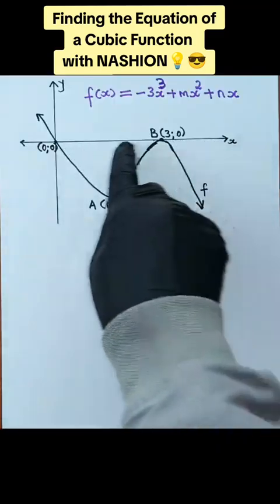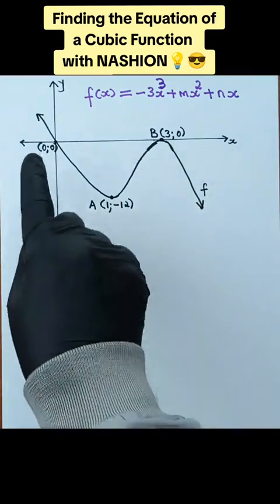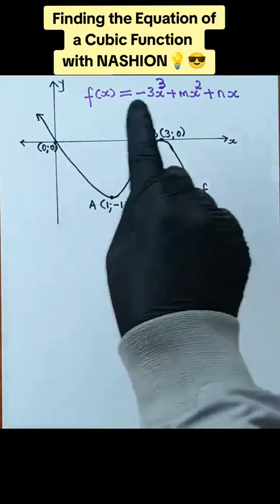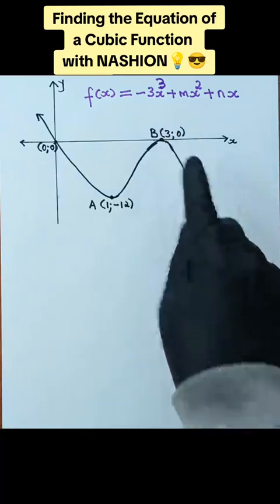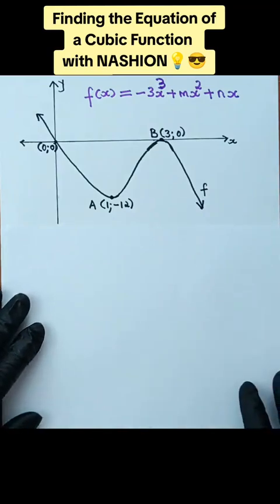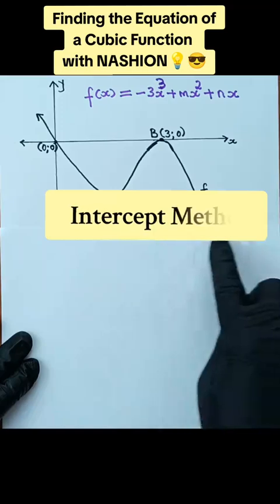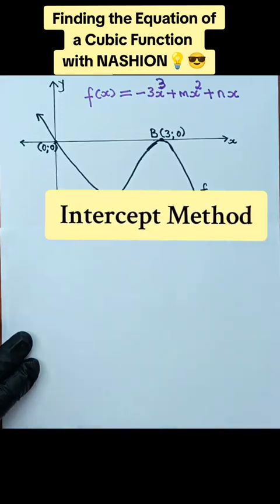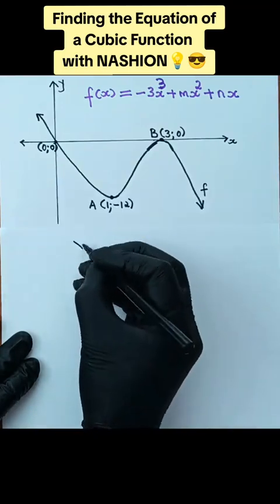Check out the x-axis for any x-intercept. Here the origin is one of the x-intercepts and point B is another x-intercept. So ladies and gents, this question qualifies for the intercept method. The formula is always the same.